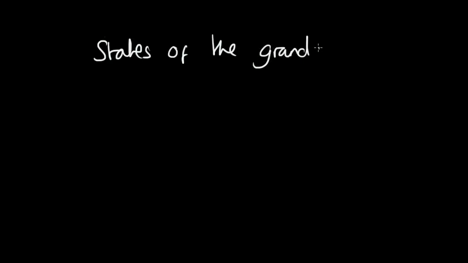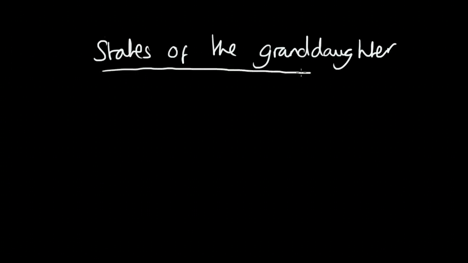Bismillahirrahmanirrahim. In this lesson I want to consider the states of the granddaughter. The granddaughter is actually one of the more difficult of the Zawil Furud to remember, but if you remember some of the basic rules you should be able to grasp this without too much difficulty. The granddaughter actually has a total of 6 states. If we go through them one by one, we can illustrate them as we go along.